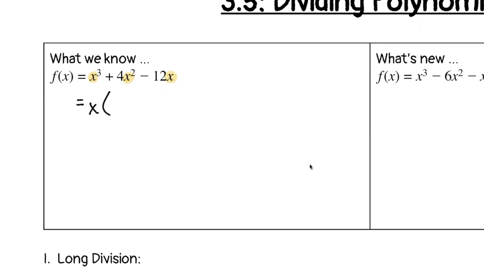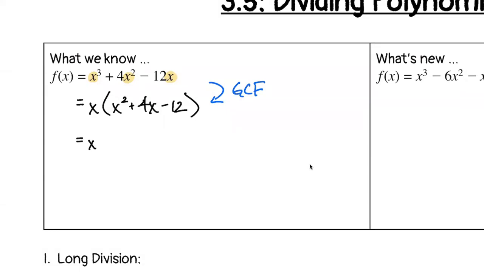We'll get x in parentheses. And what is left is x squared plus 4x minus 12. If we were to describe this process right here, we might call this using the greatest common factor, or GCF, to help us get started.